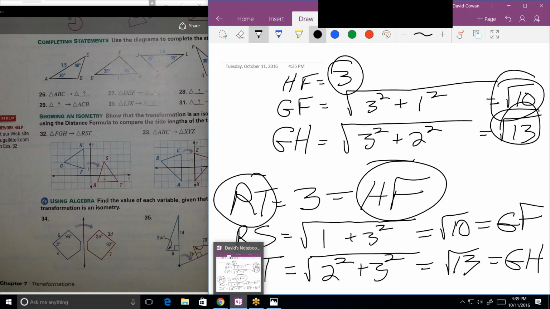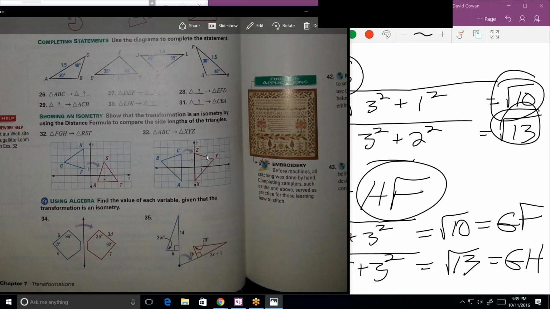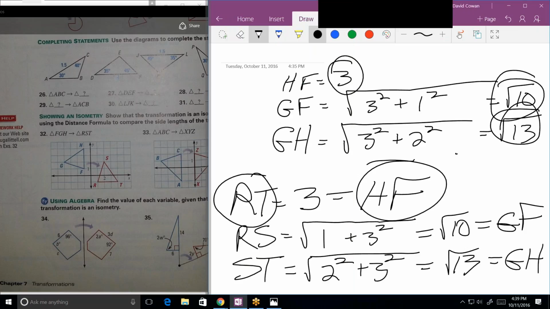I think that's how it's pronounced. Isometry. I think the emphasis goes on the S-O-M, isometry, I believe. It's the only way it makes sense to pronounce it. Okay.